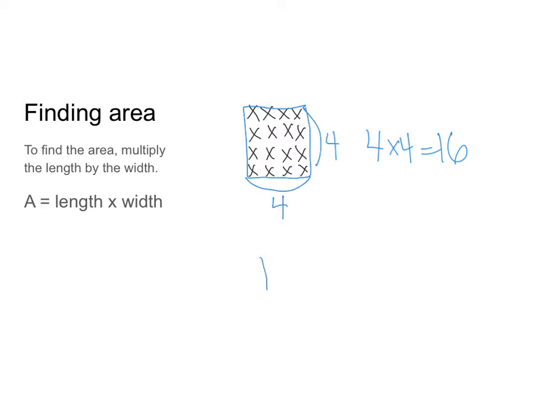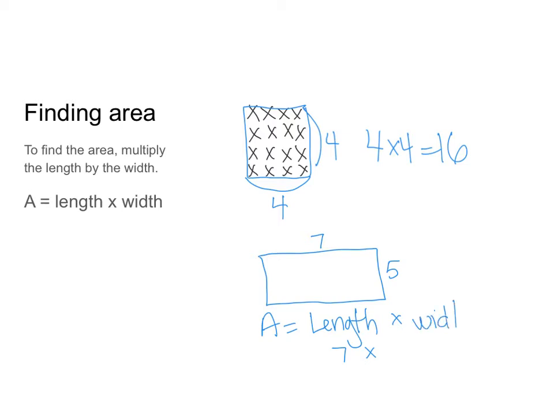So if I had another kind of rectangle and I wanted to find the area, if this was 7 and the other side was 5, the way we do this is we say area equals length, which is 7, times width, which is 5. Then I would know that 7 times 5 equals 35.